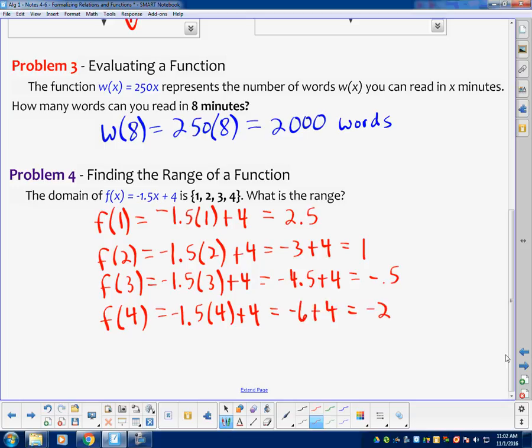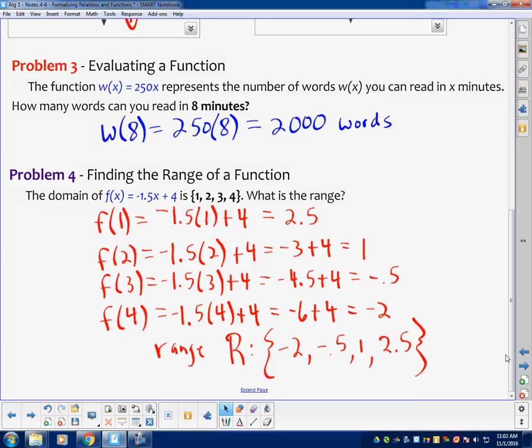So my range, sometimes we'll abbreviate it just with an R, colon, and then fancy brackets. We go from a low value of negative 2 up to negative 0.5, and to 1, and then to 2.5. So we're not asking for range like in statistics where you're listing the distance between the max and the minimum, but we're listing all of the values that you get as second coordinates or y coordinates or outputs for the given inputs. And so we're listing those in order from smallest to biggest.